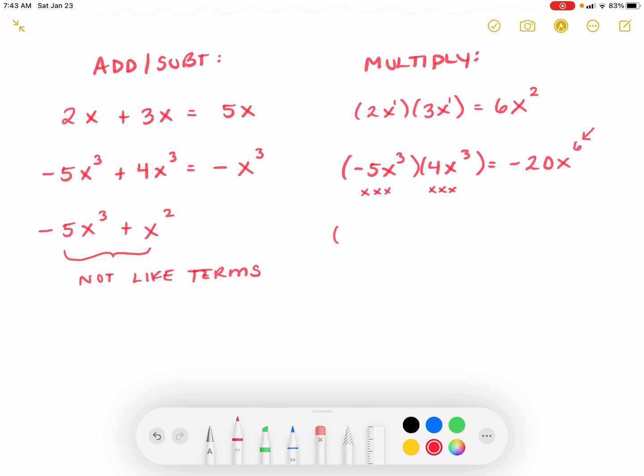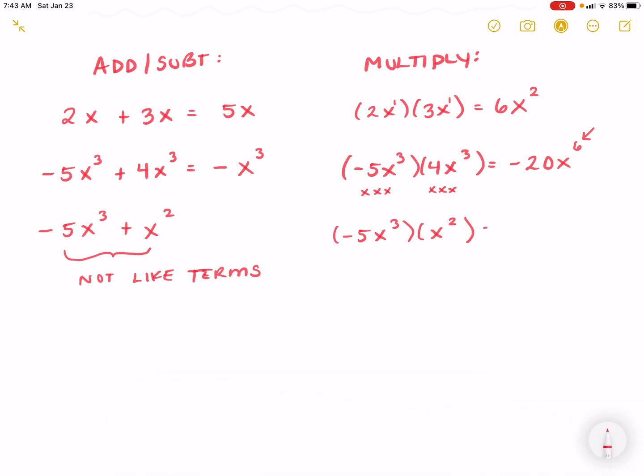Now, what's interesting with multiplication is you do not need like terms to be able to multiply. And so while we couldn't add negative 5x cubed plus x squared, we can in fact multiply them. We multiply the coefficients, so this is like taking negative 5 times 1, and there's x cubed times x squared, and that's going to make x to the 3 plus 2 power, which is 5. So again, this is like saying x times x times x is x cubed, and x times x is x squared, and so we have 5 total x's. That's why you add your exponents.